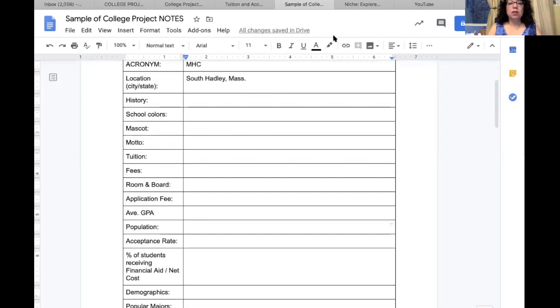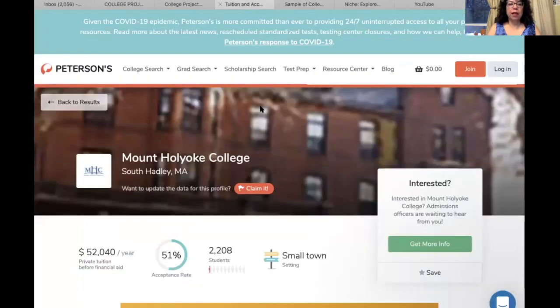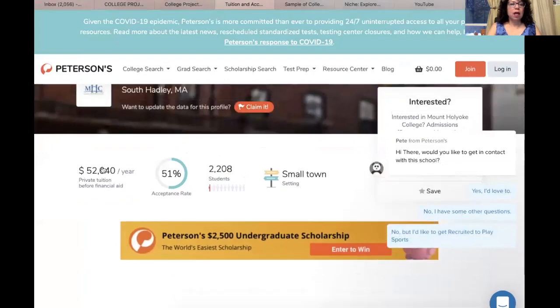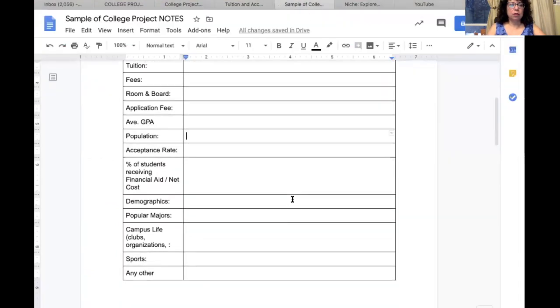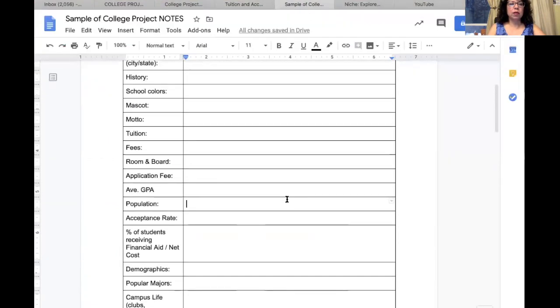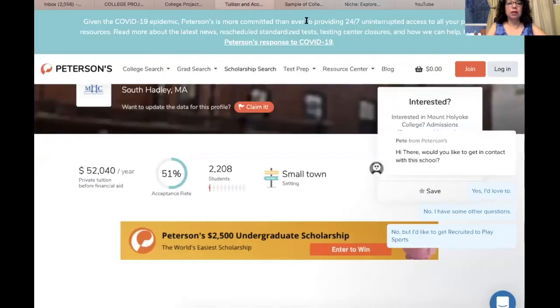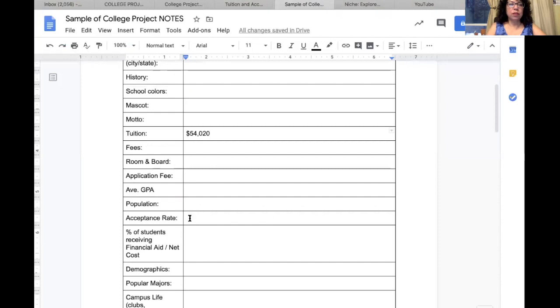So now look at all the things that it's asking me to find. I may not find them all in the same place. So I'm going to go back to the page here. Oh, I found the tuition amount, $52,040. So I'm going to go to tuition. So I think it's here somewhere. Tuition, $54,020. All right. And then I'm also going to see that their acceptance rate is 51%.